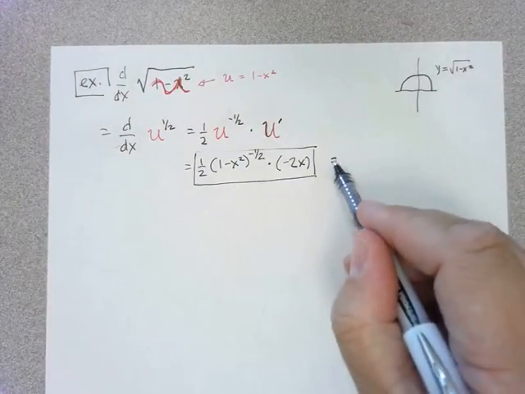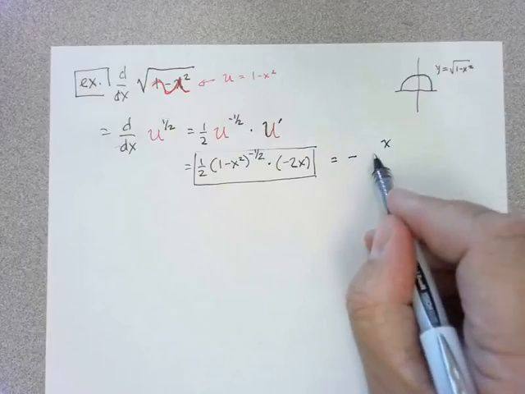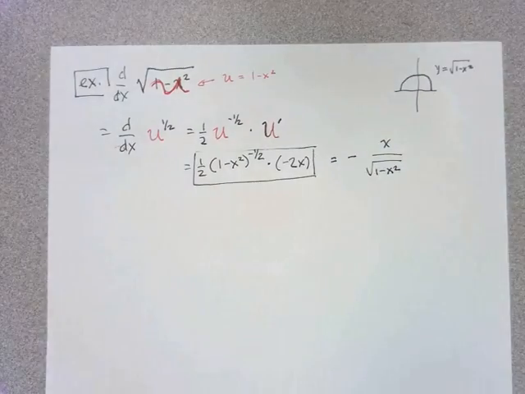Or, if you want to simplify this, I'll let you think about why this works out to be minus x over the square root of 1 minus x squared.